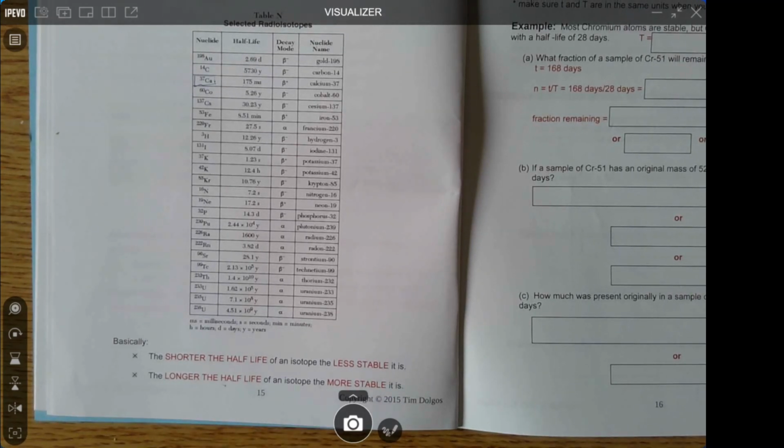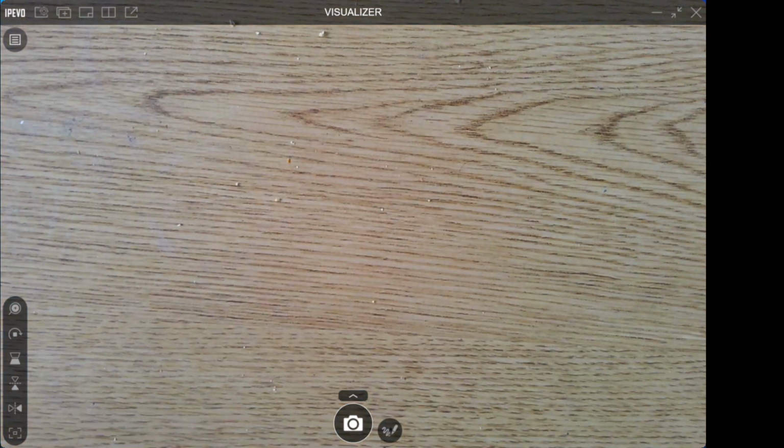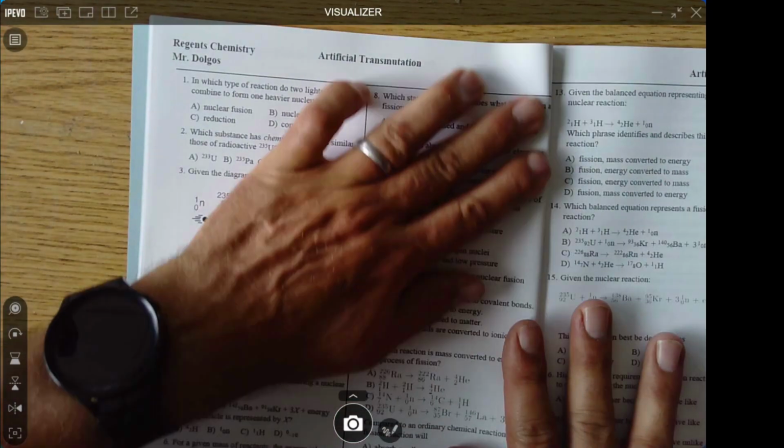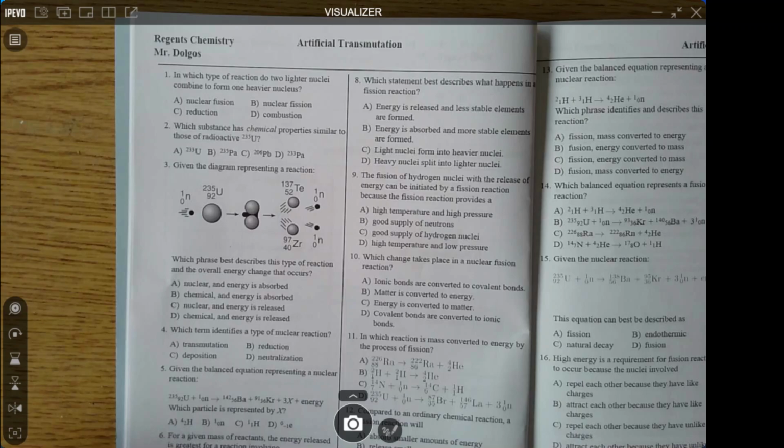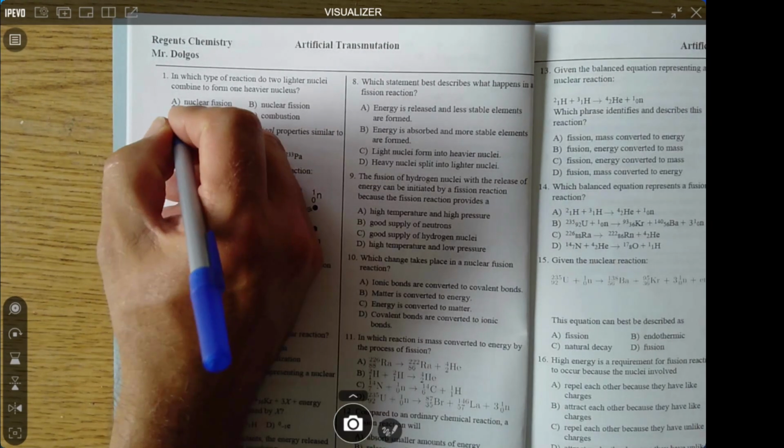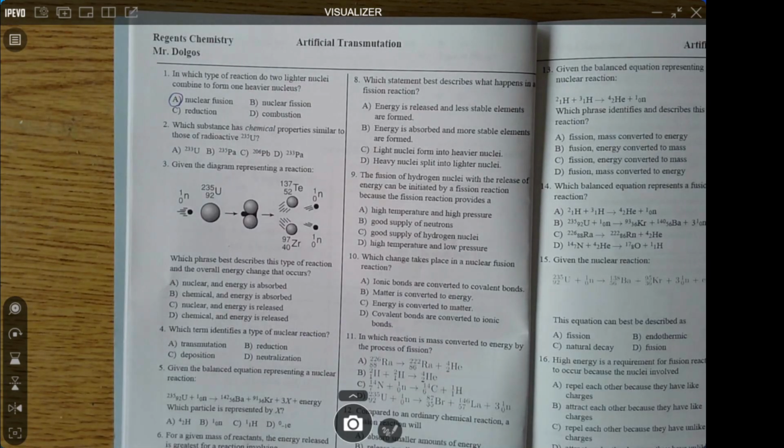All right, we'll get more into half-life, but I'd like you to turn to the practice packet. The pages I'd like you to work on are pages 13 to 15, and I'd like to do at least a couple of problems with you and walk you through those. The first one is, in which type of reaction do lighter nuclei combine to form a heavier nucleus? Okay, we just went over this one. I'm hoping you recall that it's nuclear fusion, because that's when the hydrogen and so forth get combined.